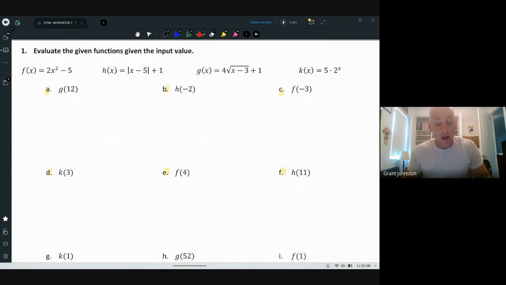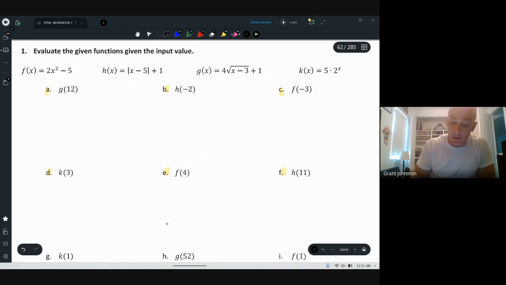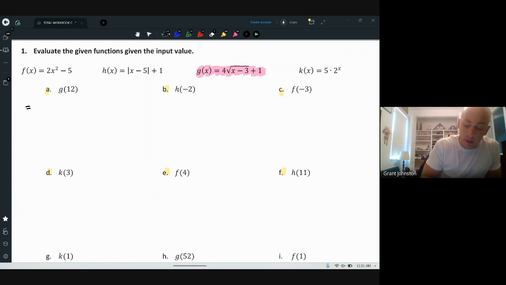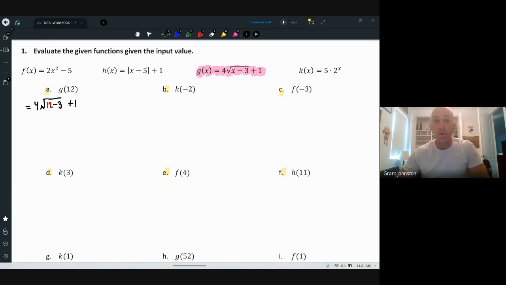Okay. So number one says evaluate the given functions given the input value. So A says g of 12. That means I'm going to be using the g function. So g of 12, all that means is that I'm going to be substituting 12 in for x. That's what that means. So g of 12, my input is 12. So I'm inputting 12 for x, and then I'm just going to evaluate it.